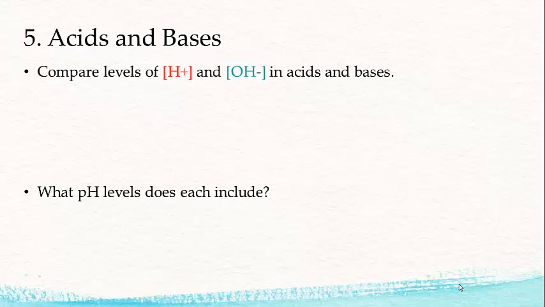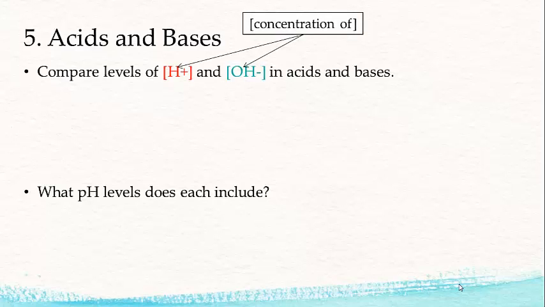The next question is about acids and bases. First, it asks us to compare the levels of hydronium and hydroxide in acids and bases. Those square brackets mean concentration of. So the question is asking, compare the levels of the concentration of hydronium and the concentration of hydroxide in acids and bases.